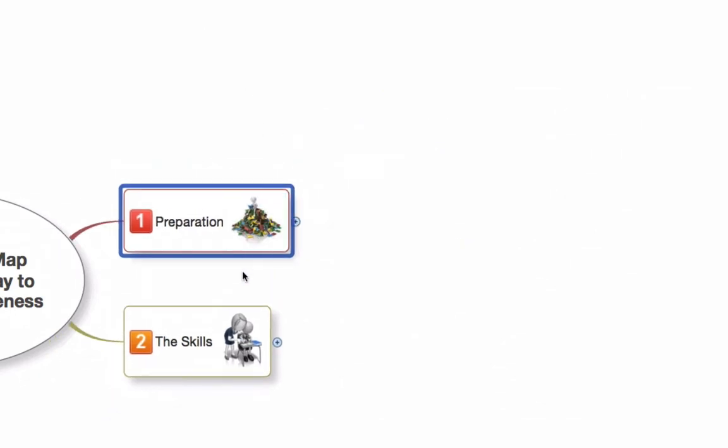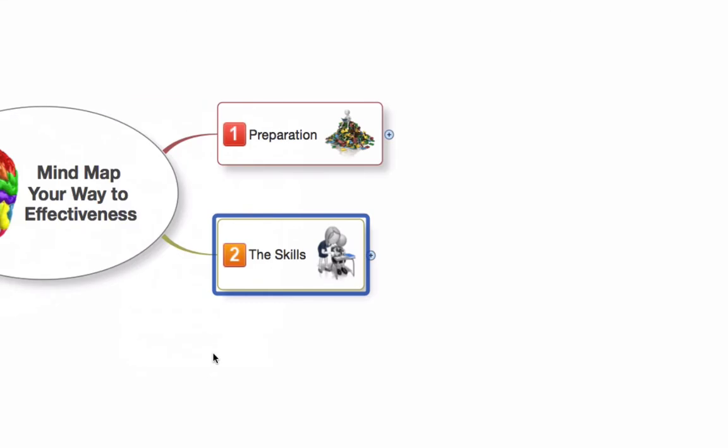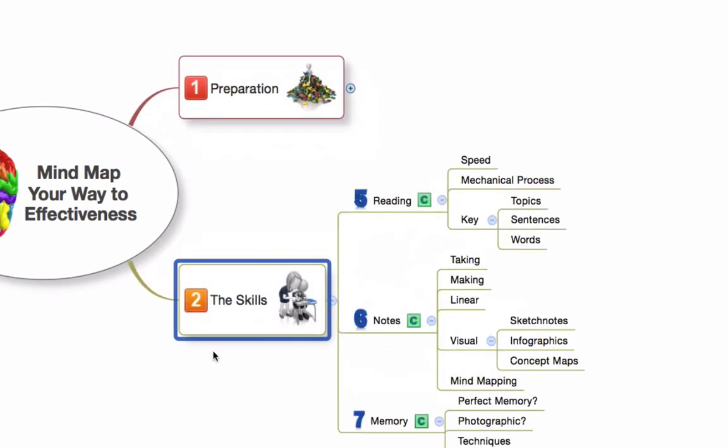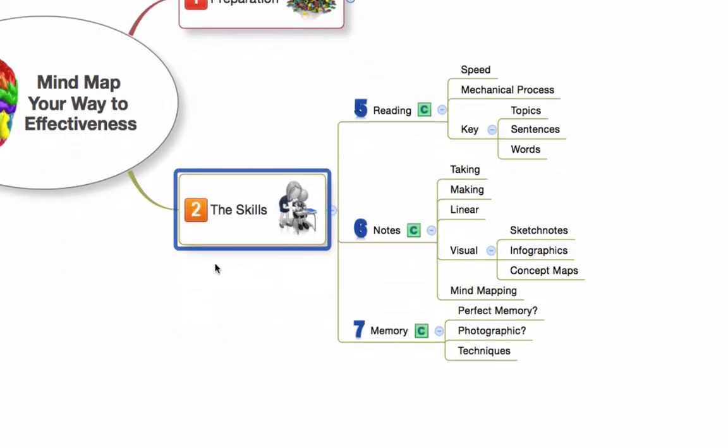Then the second phase is the skills that I think you need to be able to learn faster and easier. And these are the skills. First of all, reading skills.